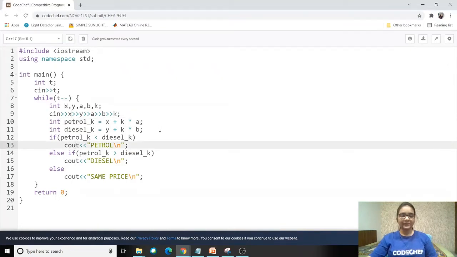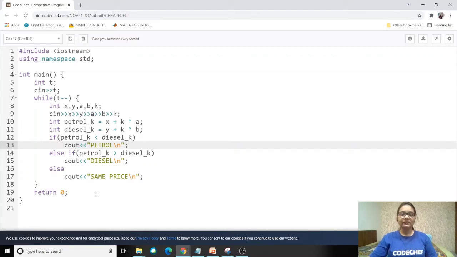Now when we have that price, all we have to do is check which quantity is lesser. So we are using if conditions for that. If the price of petrol is lesser than diesel, then we'll print petrol. If petrol is greater than diesel, which means that diesel's price is less than petrol, then you will print diesel. In the else part, if both of these conditions are false, it means that the price of petrol and diesel are equal. So in that case, we will print same price. And you can see I have used uppercase letters here for each and every one of them. So it should get accepted.